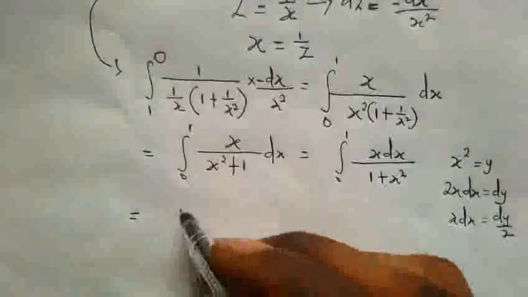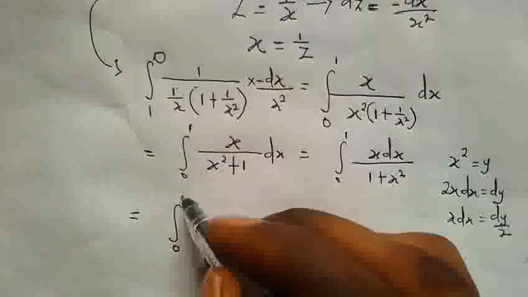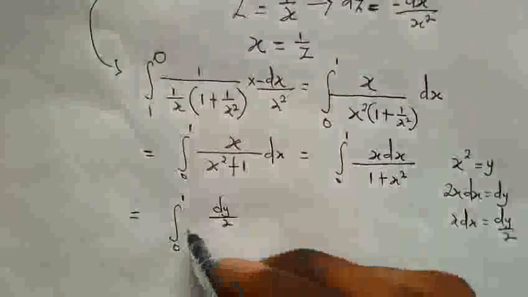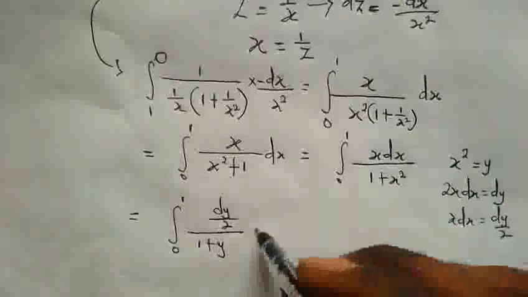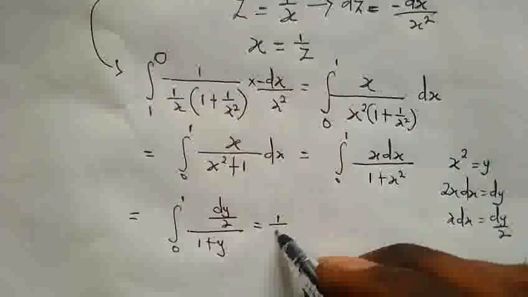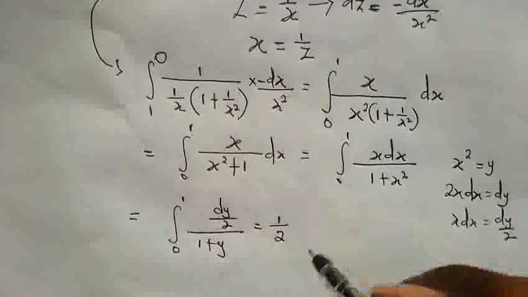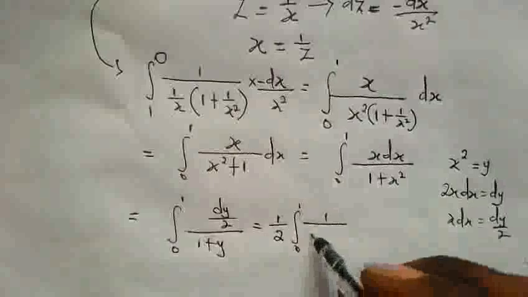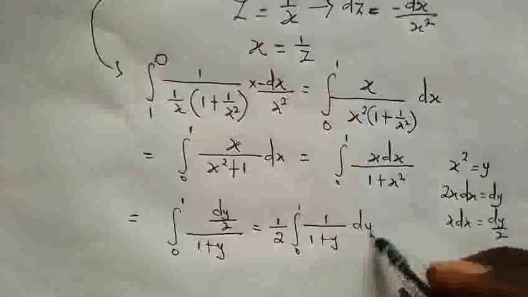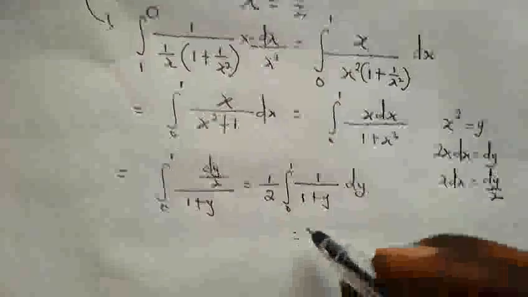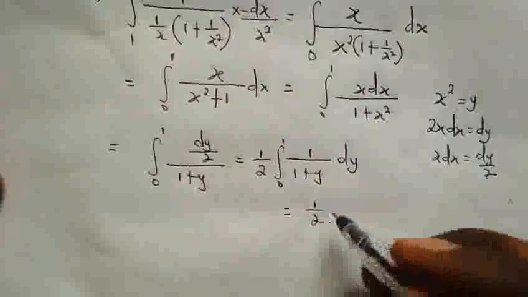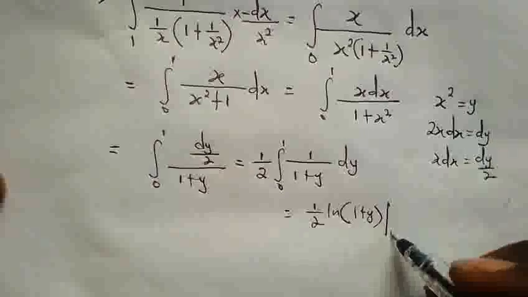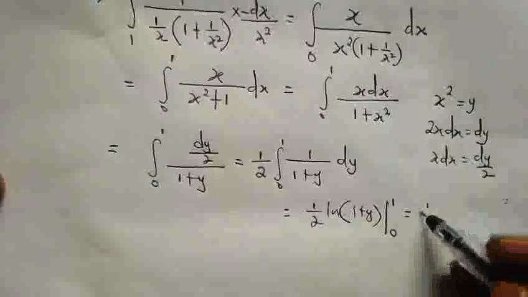So if we have the integral from 0 to 1, the limits remain the same: dy over 2 all over 1 plus y. Factoring out 1 all over 2 from the integral, we have 1 over 2 times the integral from 0 to 1 of 1 all over 1 plus y dy. From here, this is equal to 1 over 2 the natural logarithm of 1 plus y, with our limits 0 to 1.